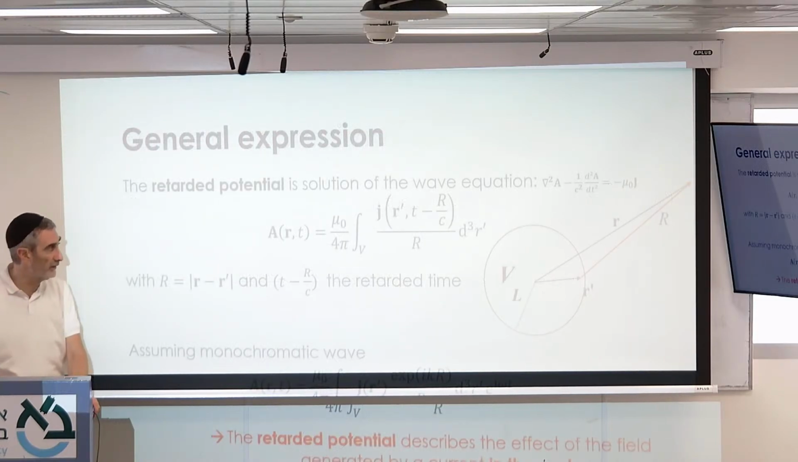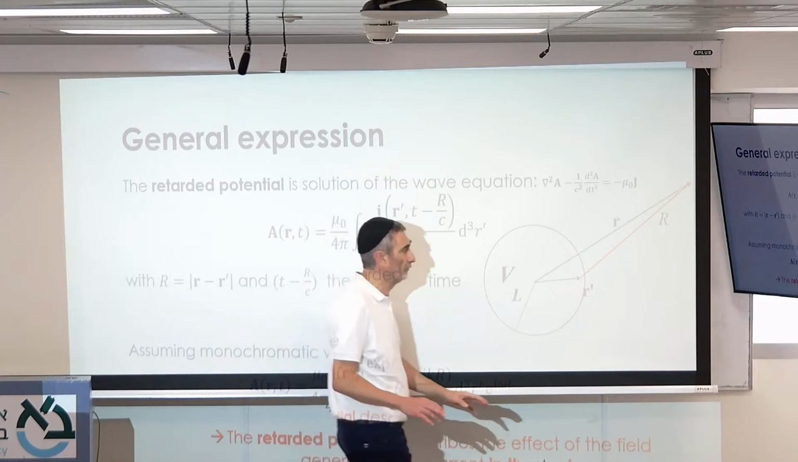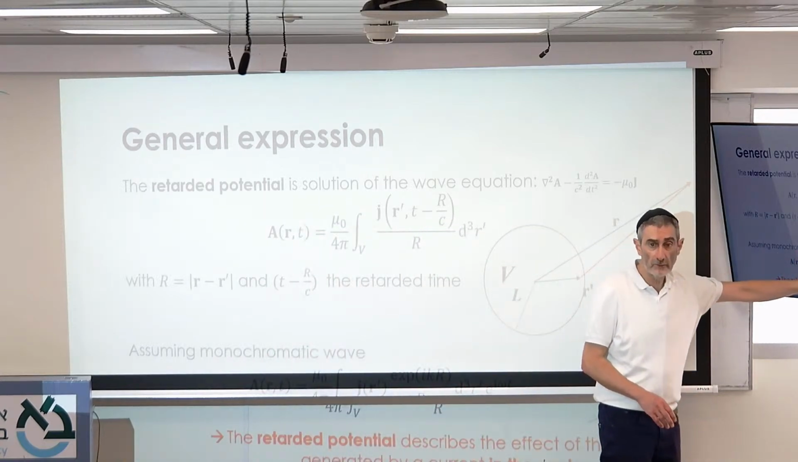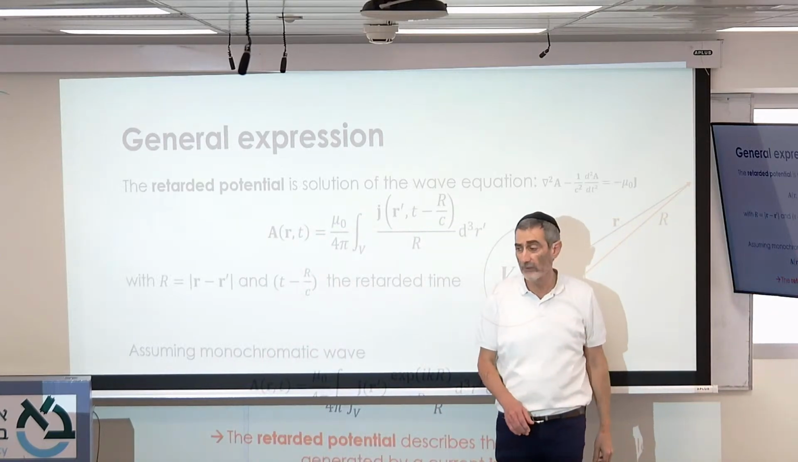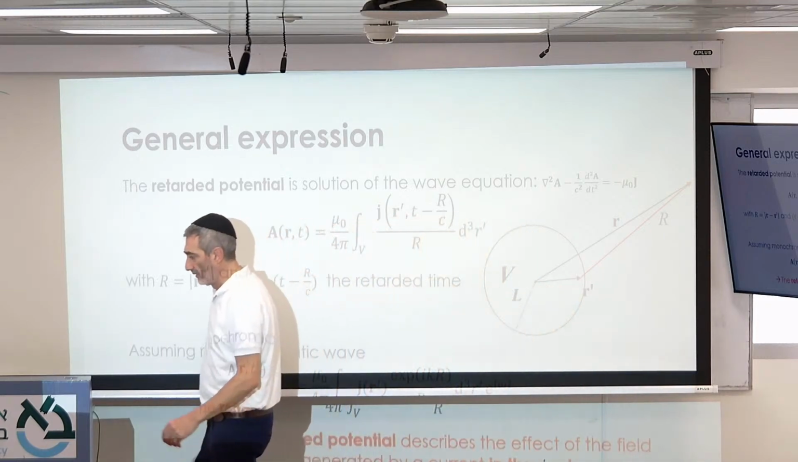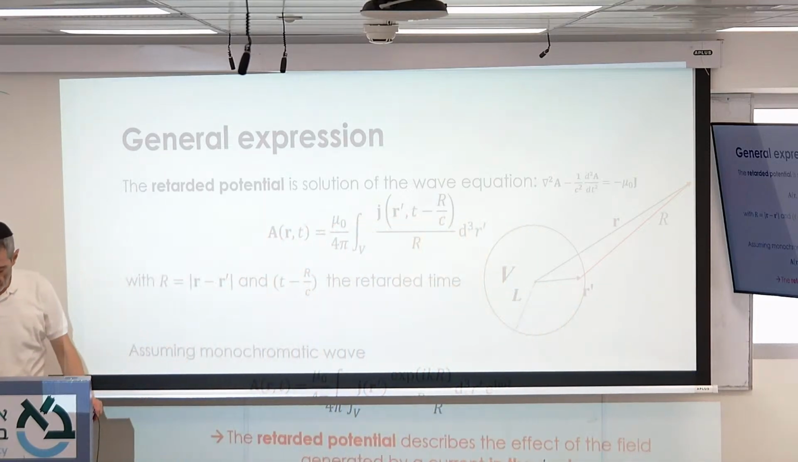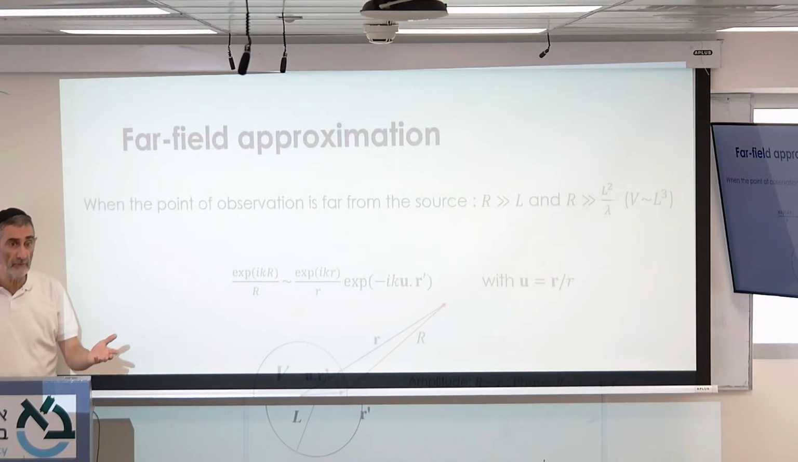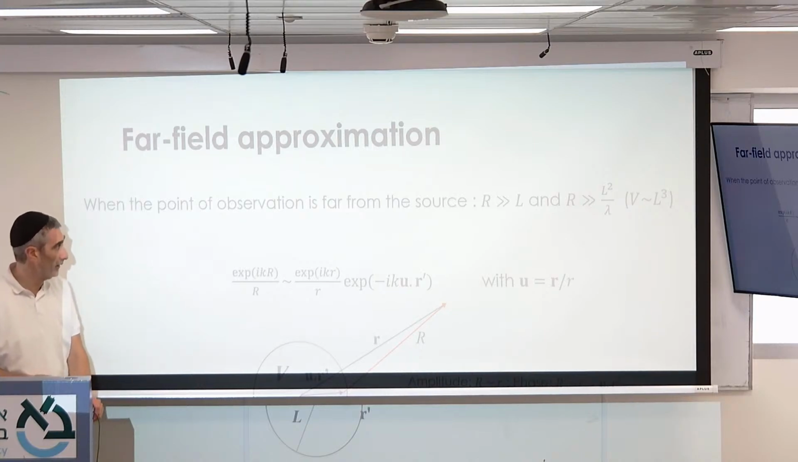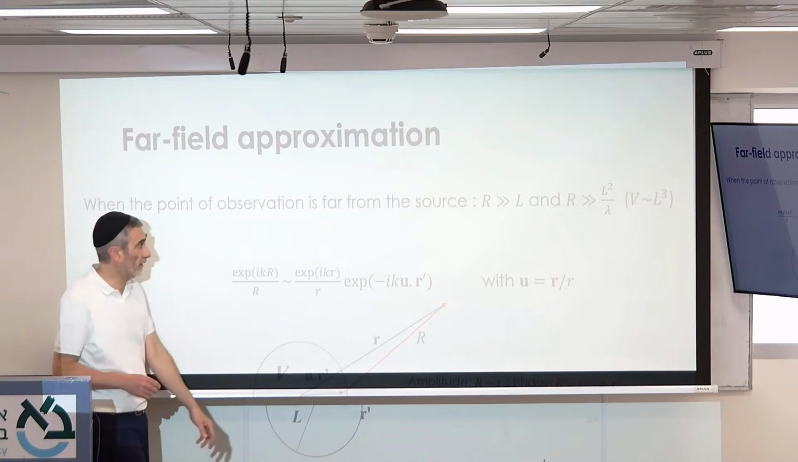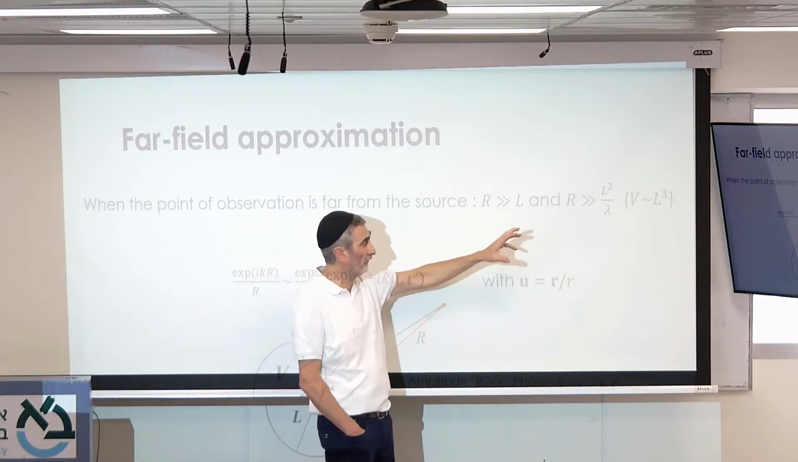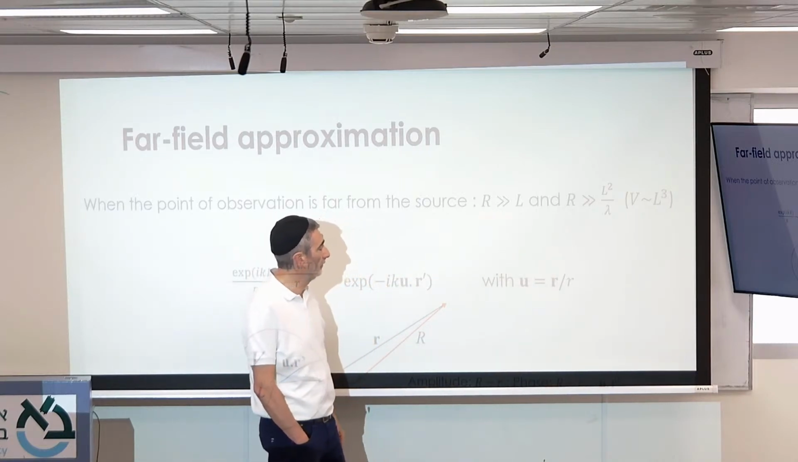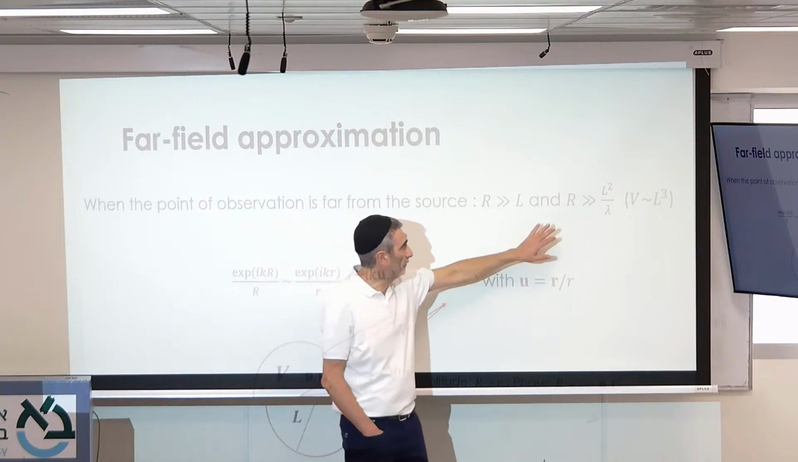Okay, so let's see what we can do. Now we have a relation between the vector potential and the current density. What can we do with that? Can we express that in a simpler way? The first approximation is the far field approximation, to go back to what we did last week. The idea is to consider that R is much larger than the size of the volume of the dipoles.